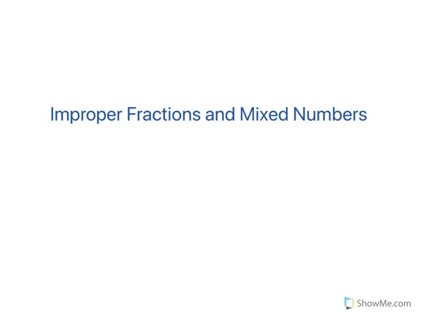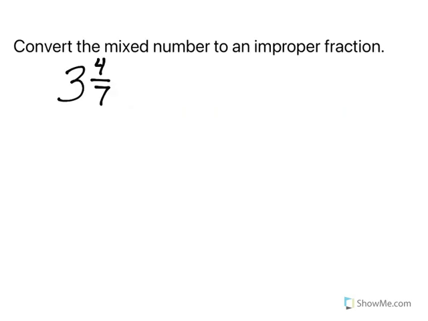Improper fractions and mixed numbers. So let's toggle between those, if you will. First we have the mixed number 3 4/7, and we want to convert that to an improper fraction. Okay, so there's a process to this.